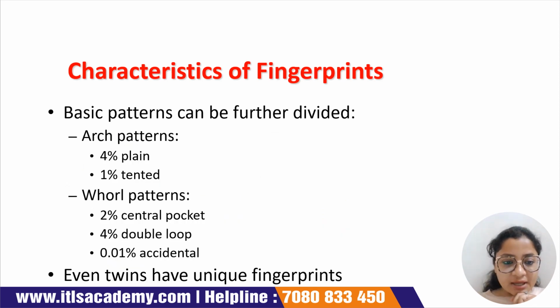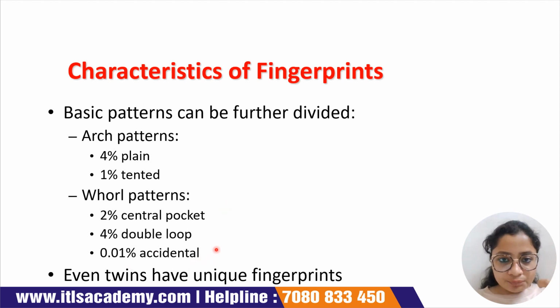Okay, now there are basic patterns of fingerprints which can further be divided. How? Arc patterns. Among the arc patterns, 4% will be plain arcs and 1% will be tented arcs. Now what is the difference between plain arc and tented arc? Already I have shown you in the previous slide. You can just go and check. Okay. And then talking about the whorl patterns, here also we have three types of basic patterns, and these patterns also I have already shown you in the previous slides. So 2% will be central pocket, where just in the middle we will be having a central pocket.